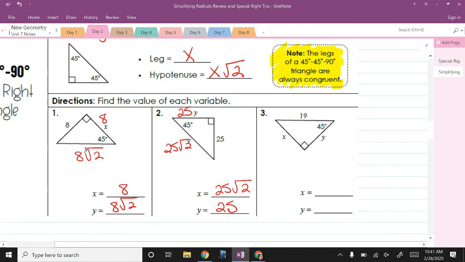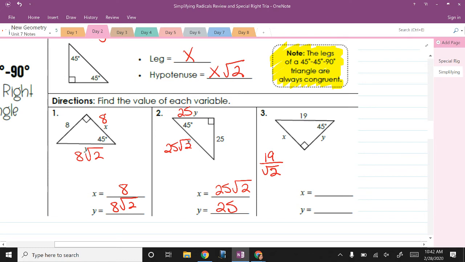So think about it. When they give me the leg, I multiply by radical 2 to get the hypotenuse. So what do you think I do to get a leg if they give me the hypotenuse to start with? What's the opposite of multiplying by radical 2? Dividing by radical 2. Y'all see that? Since they gave me the hypotenuse to get the legs, I have to divide by radical 2. So it's going to be 19 divided by radical 2.